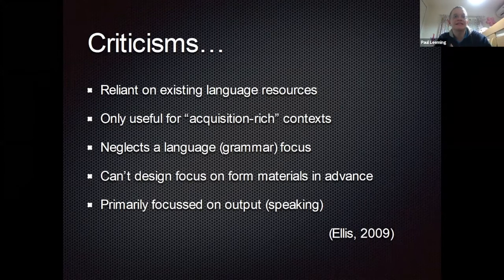So some of the criticisms of TBLT: it relies on existing language resources. What if students don't have them? It's only useful for acquisition-rich contexts because there's no specific focus on language or on grammar. So it's fine in an ESL setting where students are getting language all the time. But what about contexts such as Japan, where students don't see English much outside the classroom, and it neglects a grammar focus?